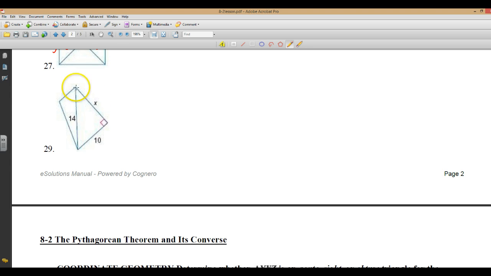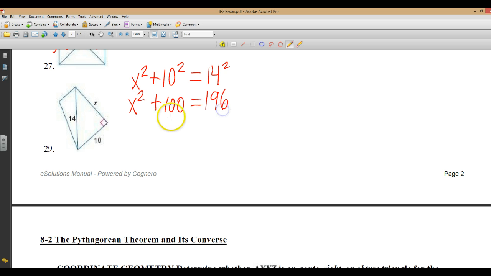On 29, we're looking for x, which is a leg of this right triangle with a hypotenuse of 14, and the other leg is 10. So x squared plus 10 squared is equal to 14 squared. So we have x squared plus 100 is equal to 196. So subtract 100 and you get 96.